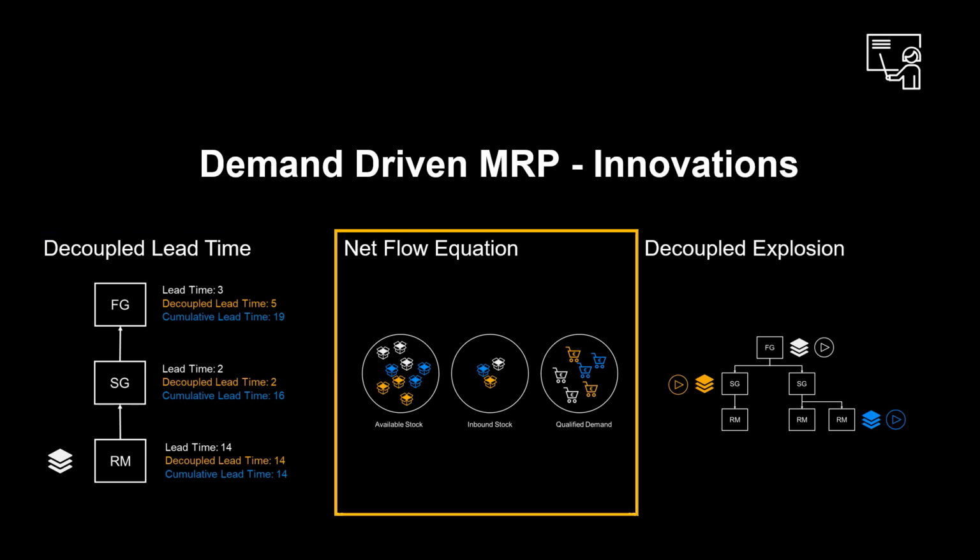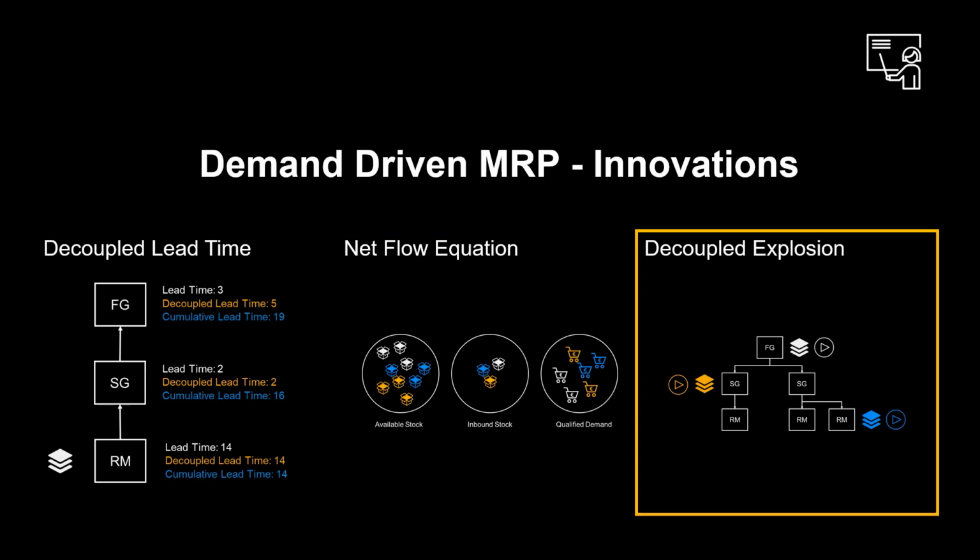The net flow equation uses only three elements: what is already available, what is on its way, and what is truly required, that is, the qualified demand or sales requirements. This means that wrong forecasts will not impact either the operational planning or execution. The decoupled explosion is the ability to stop a multi-level bill of material explosion at a decoupling point. This means that the decoupling point will react only to qualified demand, in the shape of production orders. Hence, you will be able to act only on qualified demands also deep into the product structure.